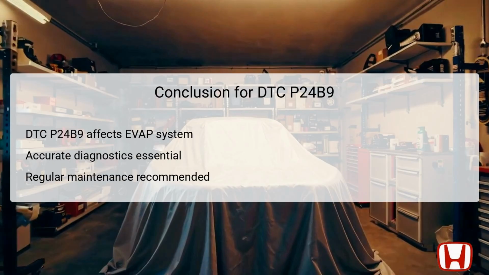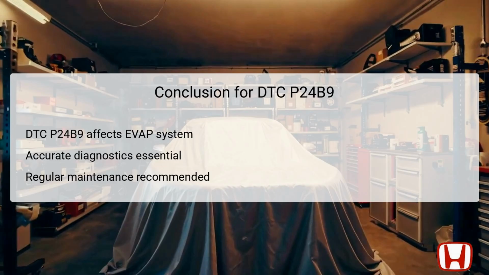In conclusion, DTC P24B9 indicates a performance issue with the evaporative leak check module pressure sensor, necessitating thorough diagnostics of the EVAP system. The systematic troubleshooting steps offer a structured approach for technicians to isolate and identify the root cause of the issue, whether it lies within the pressure sensor, the drain tube, or the canister one-way valve.